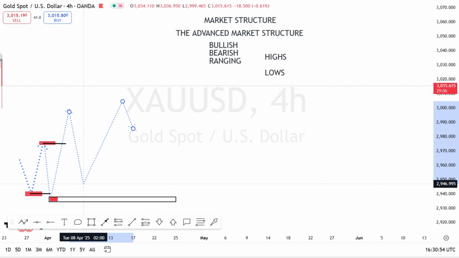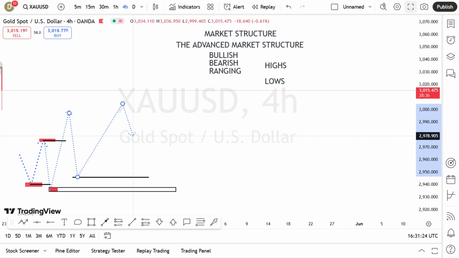So when the market fails to mitigate the zone over here, this failed pullback is serving as your liquidity. Alright? Good. So once the market has created this liquidity, the market will then go back to take out the liquidity.